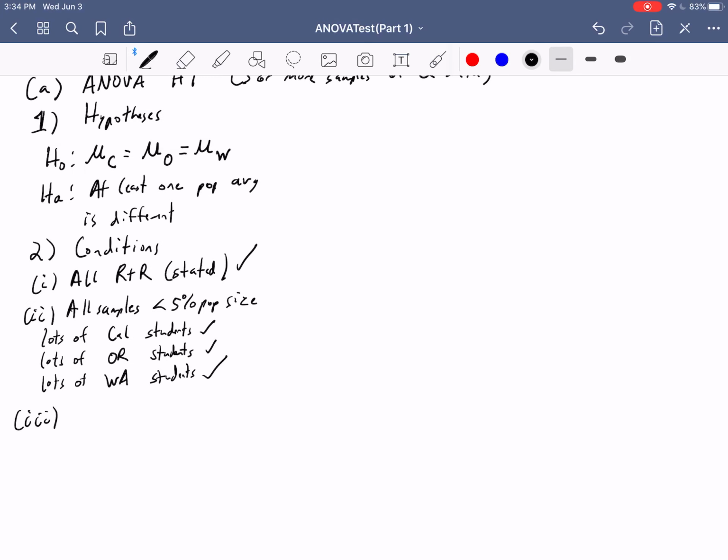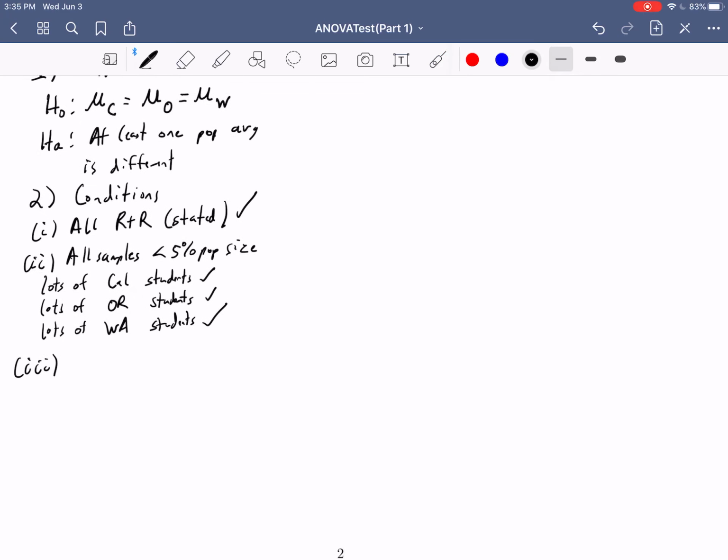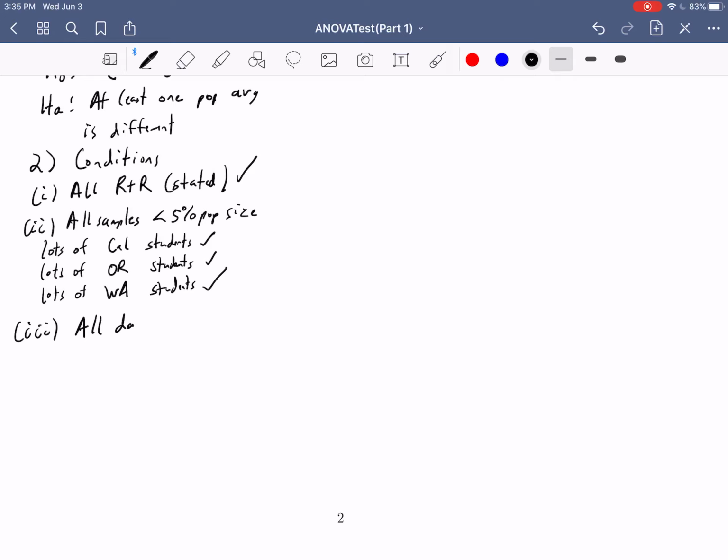What about condition 3? Well, if we look at our samples, it looks like for California, we had 11 students. Oregon, we had 11. And Washington, we had 12. So we had 11, 11, and 12. None of them are over size 30, so we're going to have to confirm that each one is approximately normal. So that means we're going to have to do 3 stem and leaf plots here. So we need all the data, all samples, let's say it that way, that'll make it a little clearer. All samples need to be approximately normal. So let's start with California.